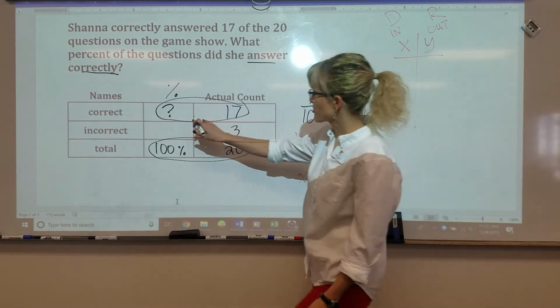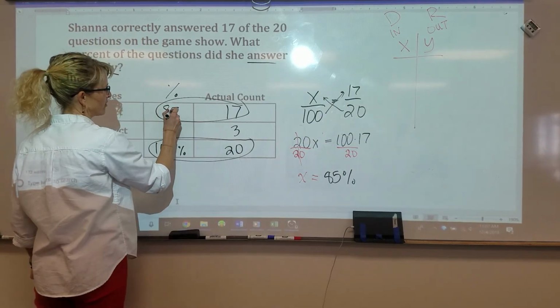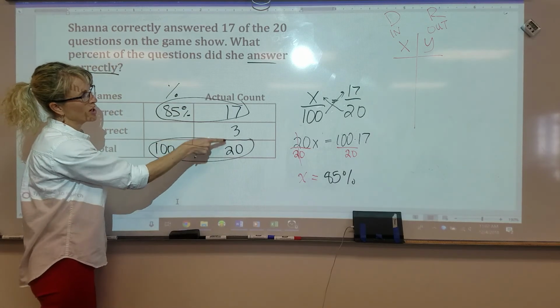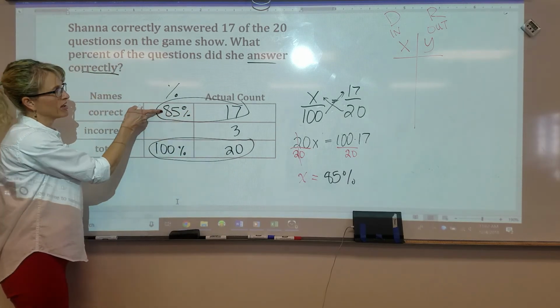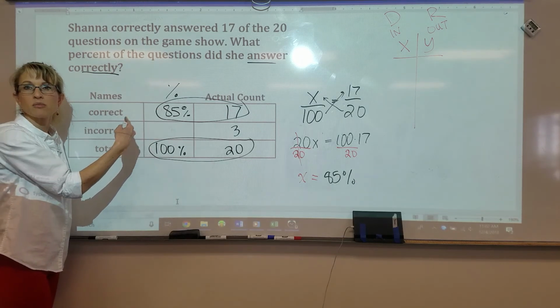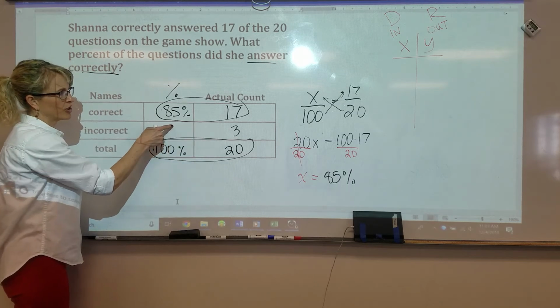Okay, good. And that's a percent. That's what we found right here, 85%. Because it makes sense. 17 and 20, 17 is almost 20. Is 85 almost 100? So it has to make sure it looks proportionate. And I can figure out this one too.